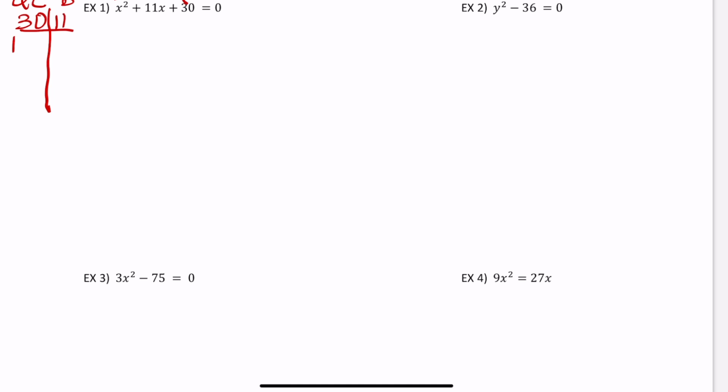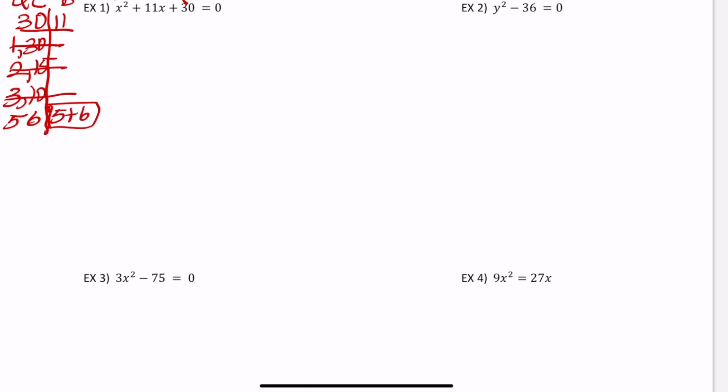Then we think of all the ways to multiply to get 30. You've got 1 and 30, but that will never add or subtract to give me 11. You've got 2 and 15. If I add those, I get 17. If I subtract them, I get 13, so I'll never get 11 there. 3 and 10. If I add those, I get 13. If I subtract, I get 7, so that combination won't work. And then 5 and 6. If I add those, 5 plus 6, I get 11. So this is the combination I want to use.